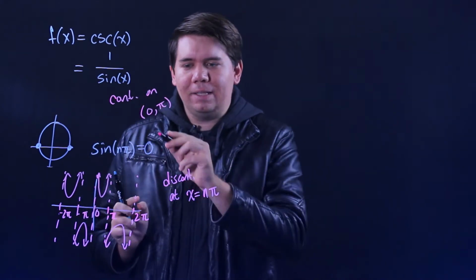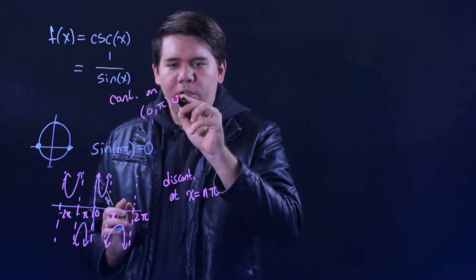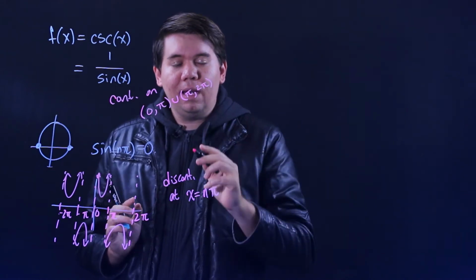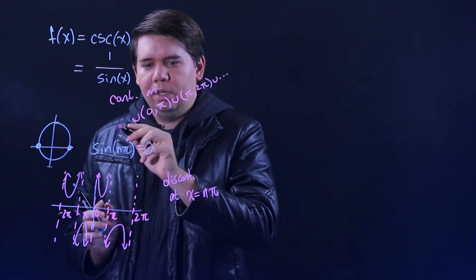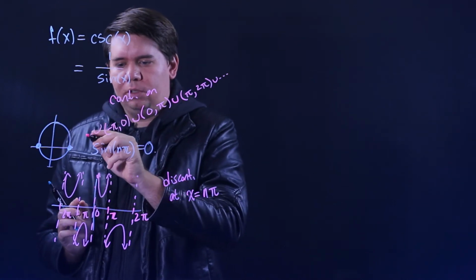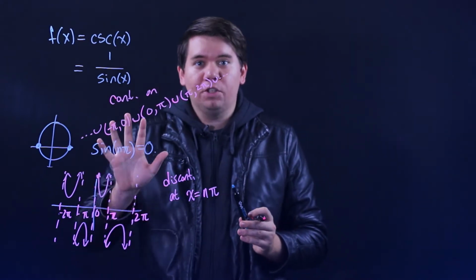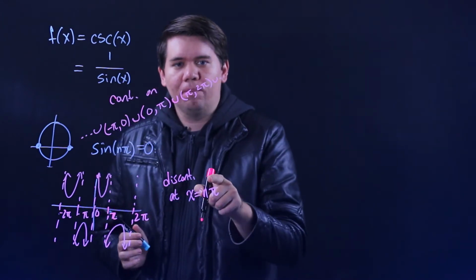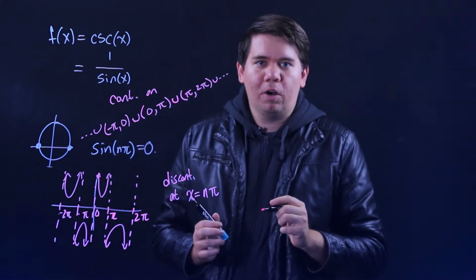Not at 0, not at pi. That's where I use parentheses to indicate not including 0, not including pi. But then also everything from pi to 2 pi is nice and continuous. And so forth in both directions, from minus pi to 0, and so on and so on. Okay, so hopefully that gives you some sense of the continuity of this graph. We've just identified the only places where it's not continuous are the multiples of pi. It's continuous everywhere in between those multiples.